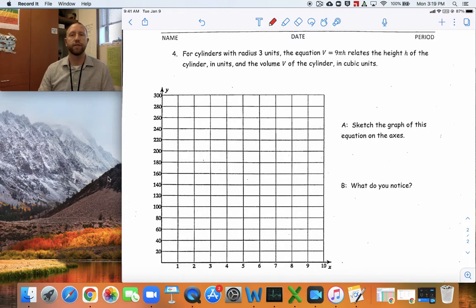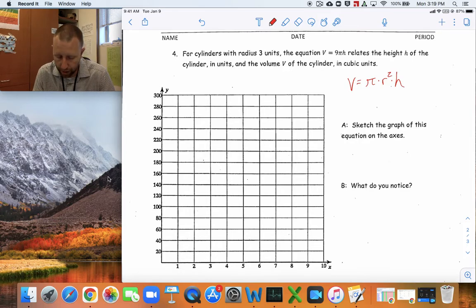So we're kind of combining the two with this question here, right? So this question says, for cylinders with a radius of 3 units. So a cylinder with a radius of 3. Again, I got to write down my formula. That's always the first thing I do. Pi times radius squared times the height. The equation V equals 9 pi h. Now that looks a lot like the equation I just wrote down, the formula for the volume of a cylinder, except they have 9.